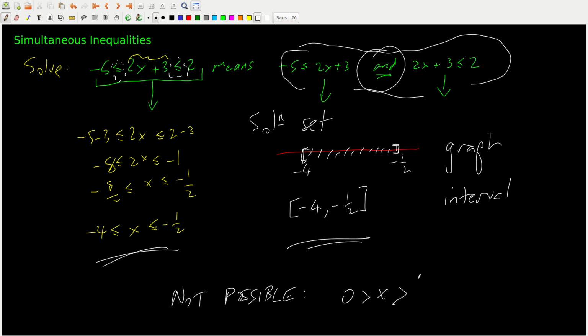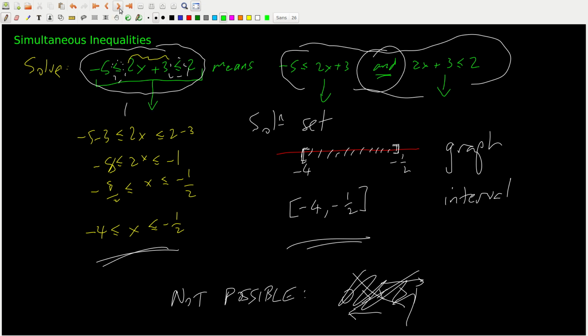Remember what this means, to write them together: you can't have a number that satisfies that. There is no number x which is both less than 0, reading it that way, and bigger than 1. Anything that's less than 0 is automatically not bigger than 1. So this has no solutions. This is not possible. Never write inequalities that way around. If you're going to have a simultaneous inequality, the inequality sign should go this way. They should both be less than. So that's just a nice little note.